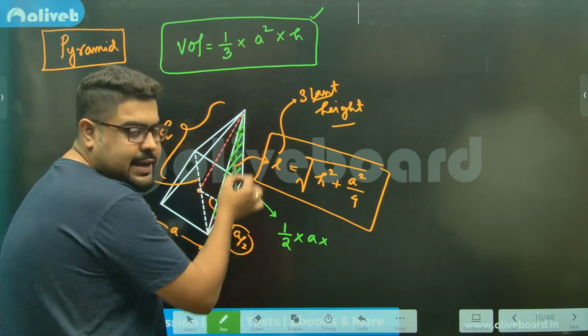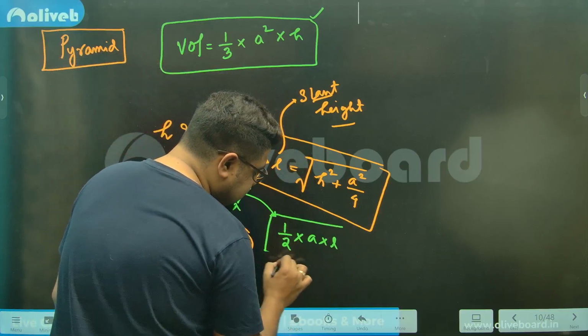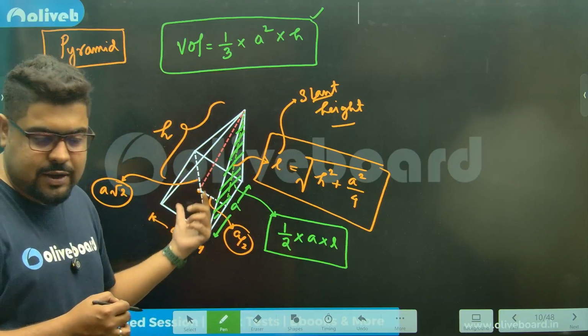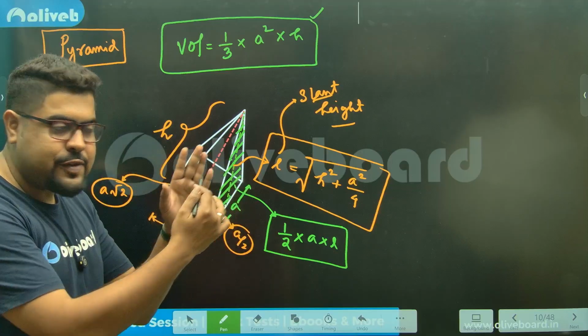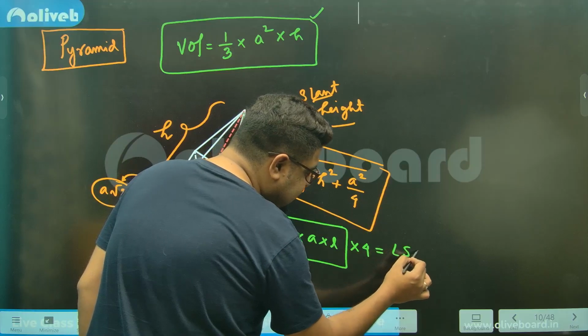Into height. Height here is the slant height, that is L. But sir, this is for only one surface. There are how many surfaces? Four such surfaces, because this is a square. Four surfaces on four sides. So into 4. This is your LSA.